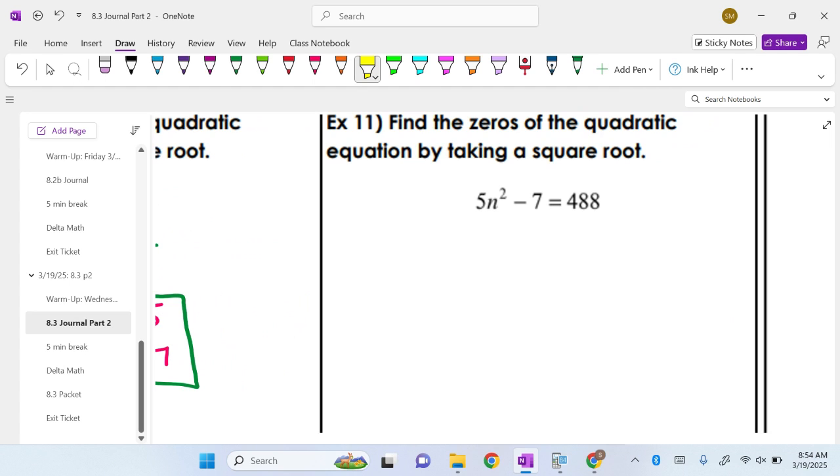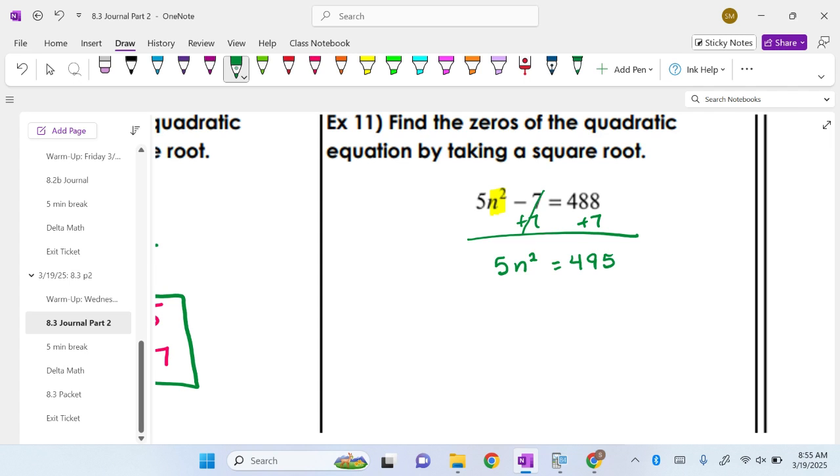So this last one, where's my squared value? It's just n squared. So it's almost like we're solving a two-step equation here, like we did last semester with linear equations, before we have to take a square root. So what's my first step if I'm using inverse operations? Plus 7. So that goes away. I get 5n squared is equal to 495.